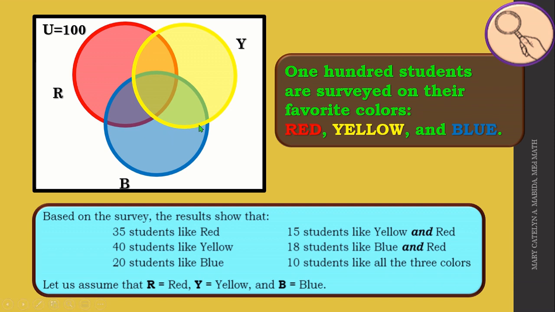Now, our circles here are overlapping circles, again representing red, blue, and yellow. There are many ways to solve or to fill out our Venn diagram. Now, here is one of the ways. We know that the innermost part represents the intersection of all the three colors, the red, blue, and the yellow, which means that students who like red, blue, and yellow belong to this part of the Venn diagram, which is 10. Very good.